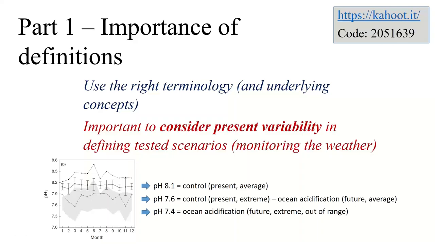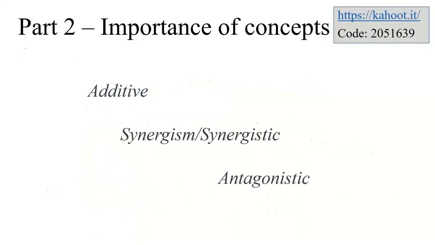So when I do experiments here, I always use three different scenarios. I use a high pH, like 8.1, which is the present average pH. I use 7.6, which is also a control in a way, as it is the extreme of today, and it also corresponds to the average of the future, so it's also relevant in the context of acidification. And then I use a scenario of 7.4, which deviates from present natural variability and is the extreme of the future. So I have two pH values, 8.1 and 7.6, where I can expect some plasticity, so not really a stress, but a driver. And then the lower pH, where it's going to be, for sure, really stressful for the organism.